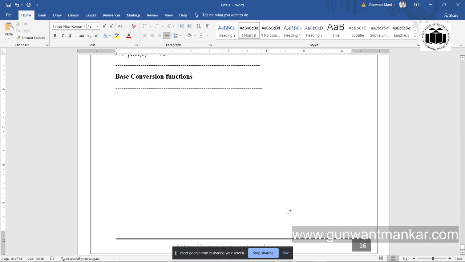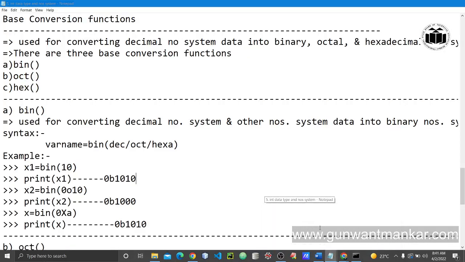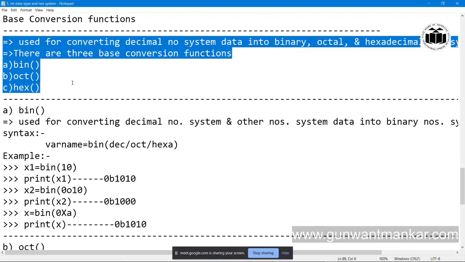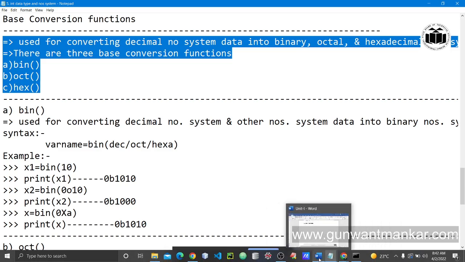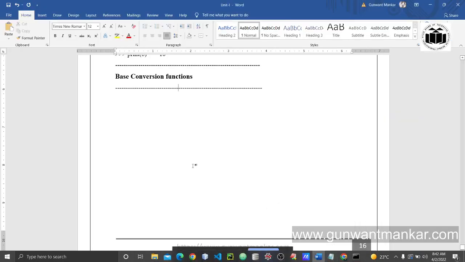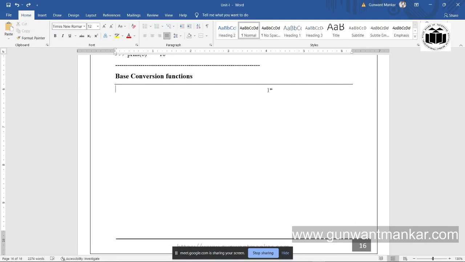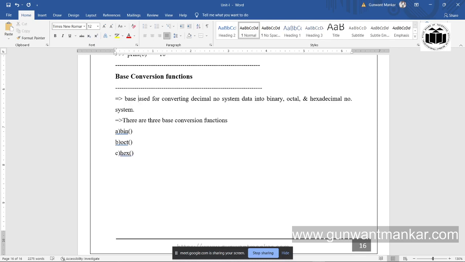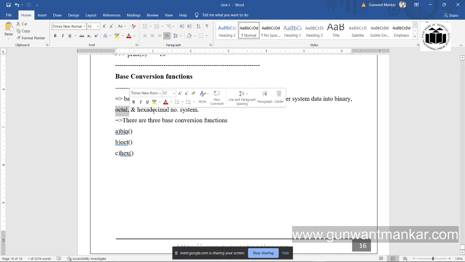Base conversion functions. We have the base conversion functions bin, oct and hex. What is the use of base conversion functions? They are used to convert decimal number system data into the octal, hexadecimal or binary number system. Base conversion functions are used for converting the decimal number system data into the binary, octal and hexadecimal number system.